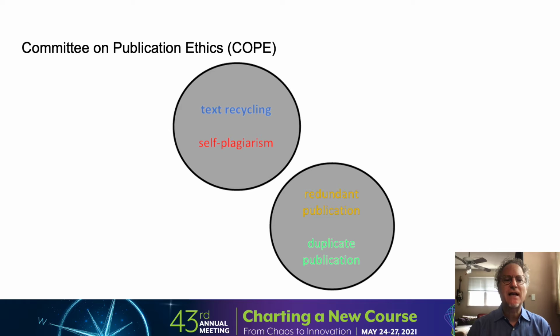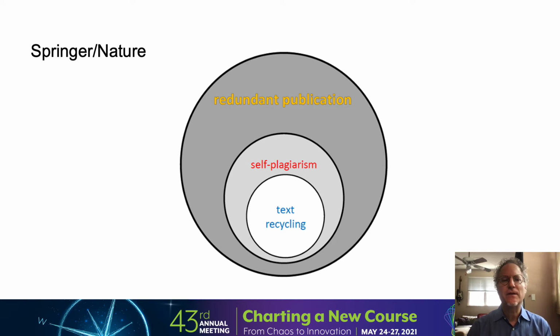COPE uses text recycling and self-plagiarism as synonyms and makes a distinction between those and redundant publication and duplicate publication, which they also use as synonyms. Springer Nature, in their different documents, uses redundant publication as an umbrella term, self-plagiarism as a subset of redundant publication, and then text recycling as a particular kind of self-plagiarism. So you can see the problems. Depending on whose documents you look at, you would be confused as to whether or not certain things would be allowed or not allowed. So in order to try to clarify this confusion, I've developed a new taxonomy, which I present here.